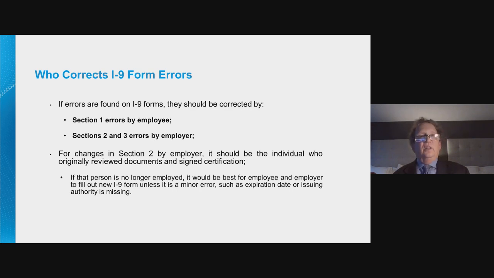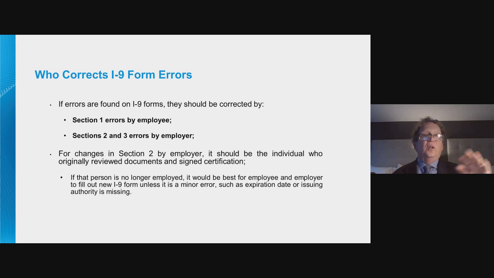Quite frankly, it's going to depend on whether it's some kind of minor error, like an expiration date, where you can just go back and look at the document that's attached to the I-9 and just write in the expiration date, initial and date. Same for issuing authority. Or is it massive changes in Section 2?